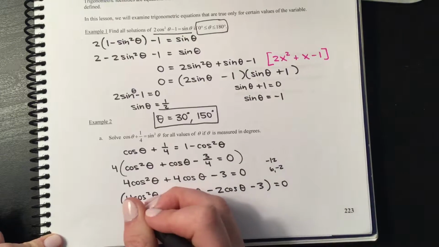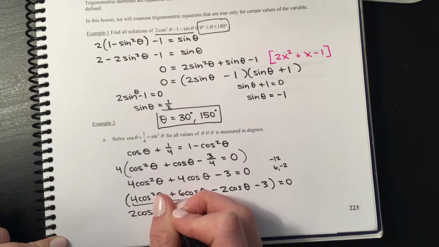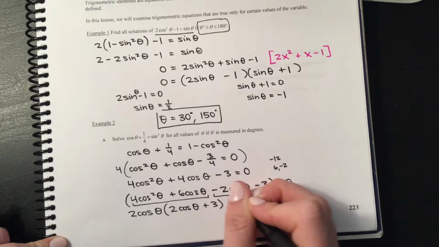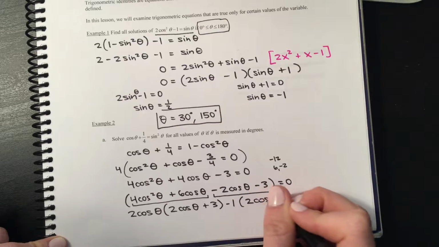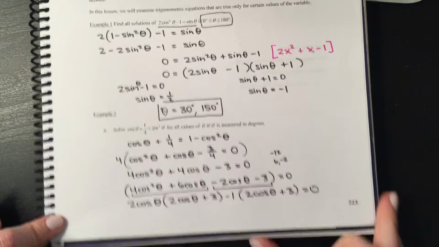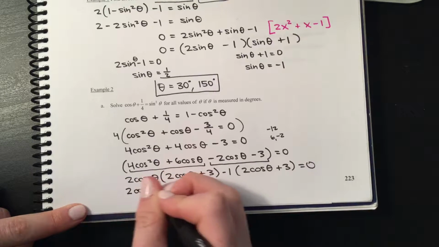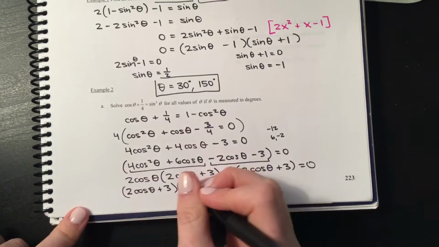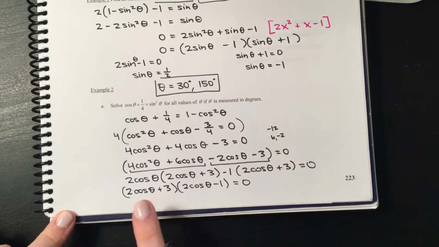Okay, so now we can factor by grouping. Group these two together. They have a 2 and a cosine theta in common. And we're left with 2 cosine theta plus 3. Group these two together. All they have in common is a -1. And we're left with a 2 cosine theta plus 3. Okay, so our two factors: we have 2 cosine plus 3. And then once we factor that out, we're left with 2 cosine minus 1. Okay, so we're going to set these two equal to 0.